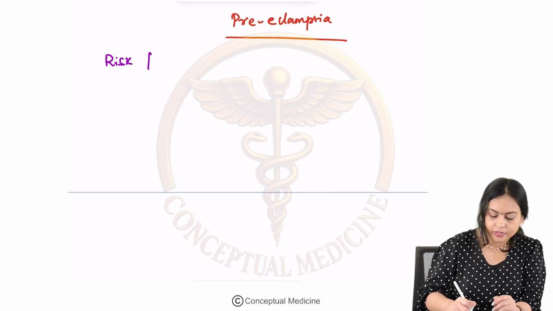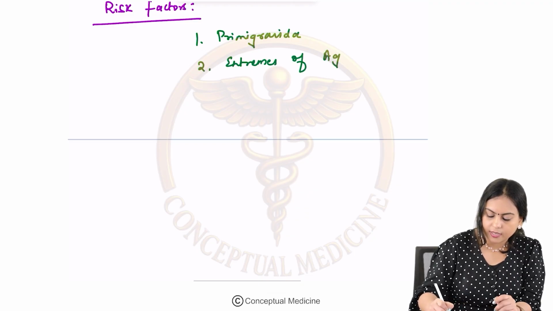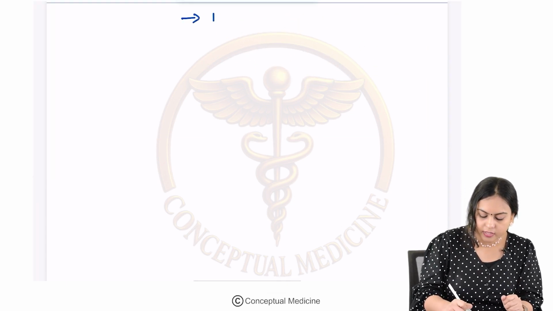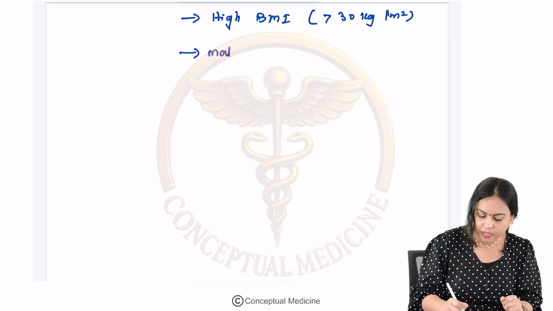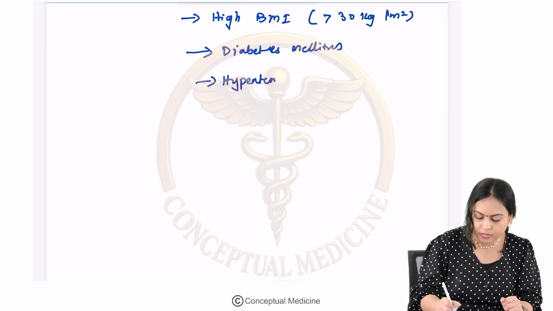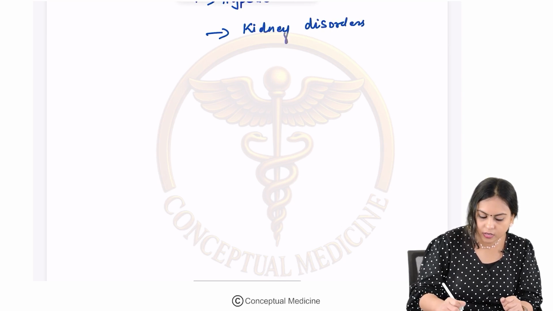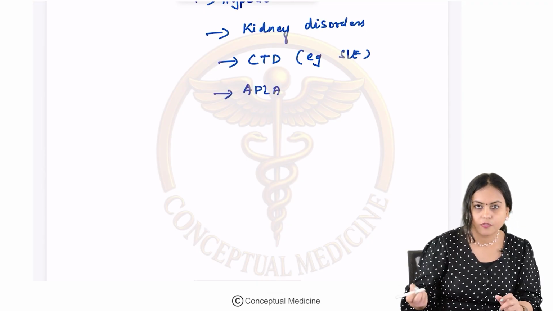First we will see what are the risk factors. The risk factors include number 1, primigravida, and extremes of age, like age less than 18 or age more than 40. Also, the risk is more when there is a high BMI more than 30 kilogram per meter square, or she is a known case of diabetes mellitus or hypertension already, and she has kidney disorders, or she is a known case of connective tissue disorders like SLE. Then there was a history of APLA syndrome or thrombophilias.